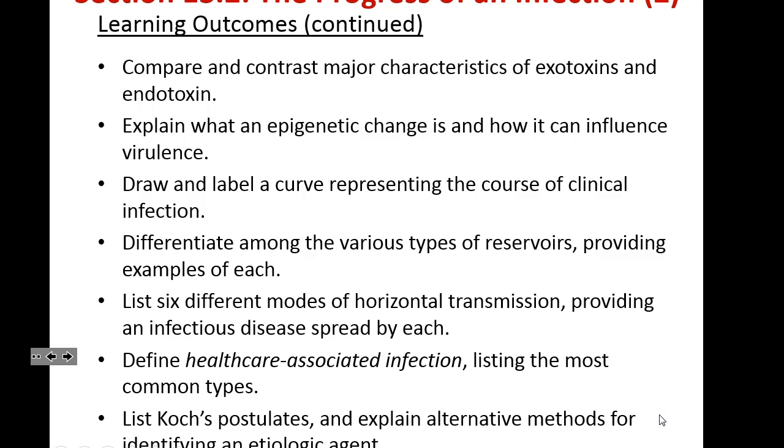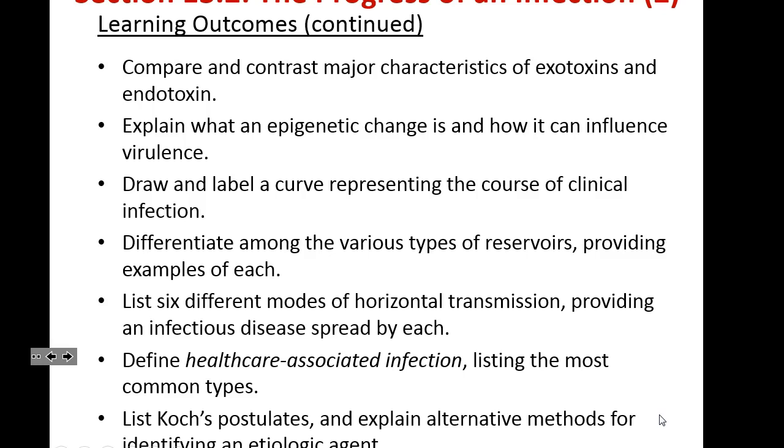We're going to look at epigenetic change. What is that and how can it influence virulence? Differentiate among the various types of reservoirs, providing examples of each. Reservoir, where do these microbiota come from? Where are they plentiful? 6 different modes of horizontal transmission, providing an infectious disease spread by each.